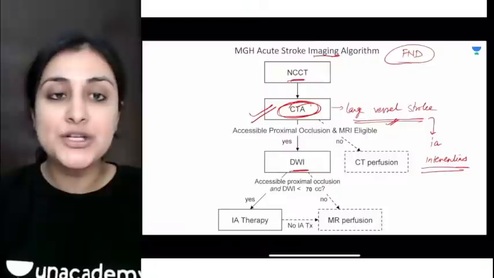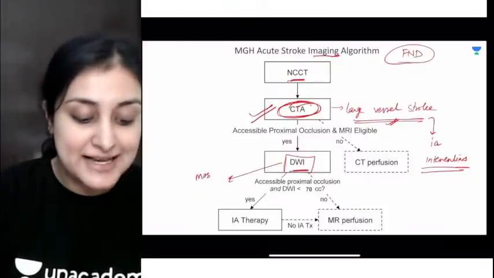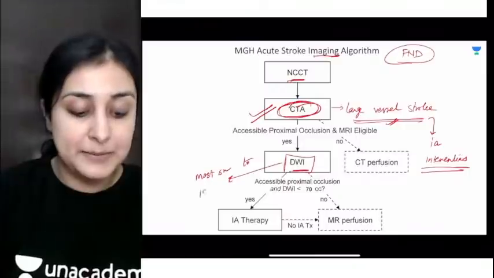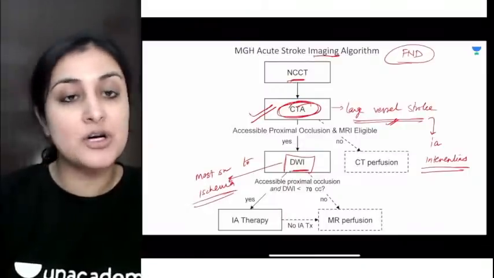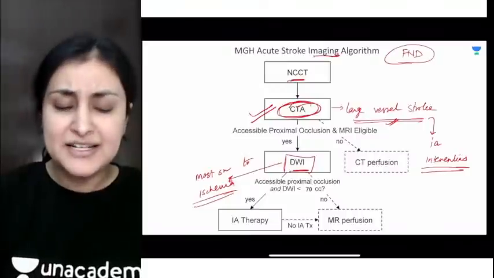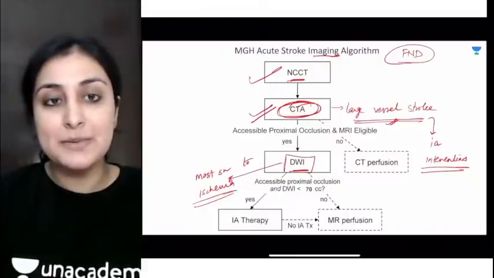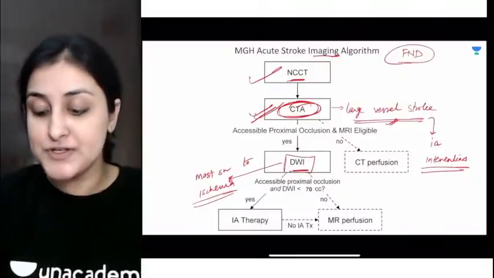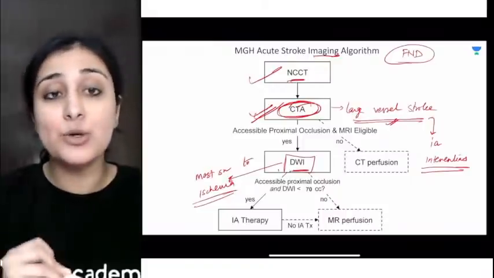Why not diffusion? What is the importance of diffusion weighted imaging? It is the most sensitive to pick up ischemia. मतलब ischemia के बाद earliest what can pick up a stroke? Diffusion weighted imaging. But is it relevant anymore? Once I've done NCCT, I know it's an ischemic stroke. I know where the thrombosis is. Is there any role of DWI now? No. DWI का role कब आता?